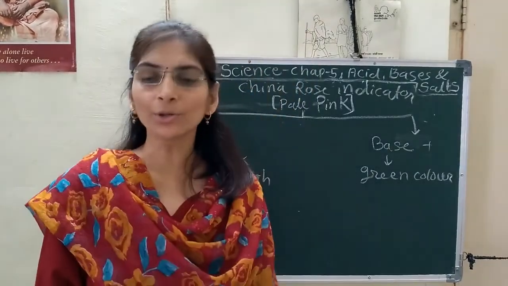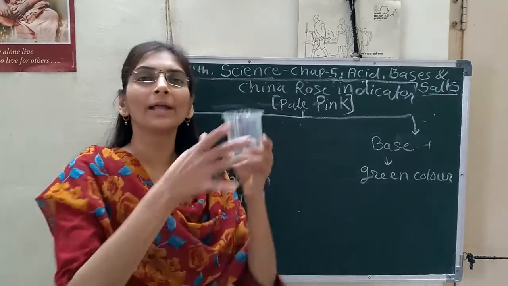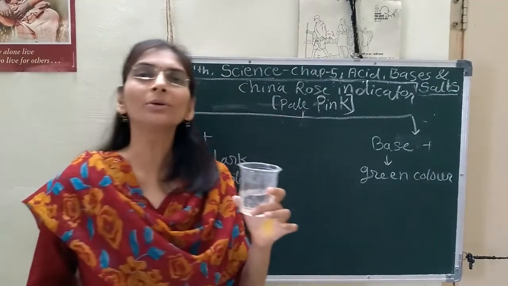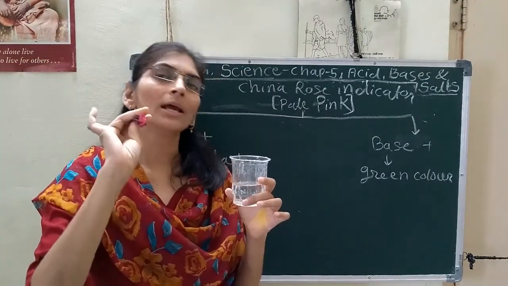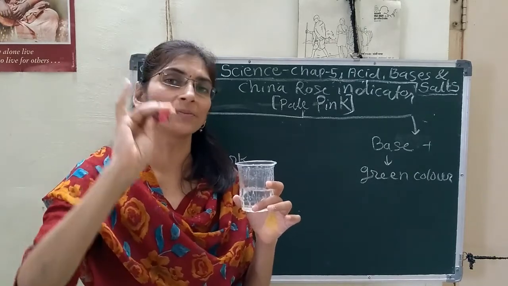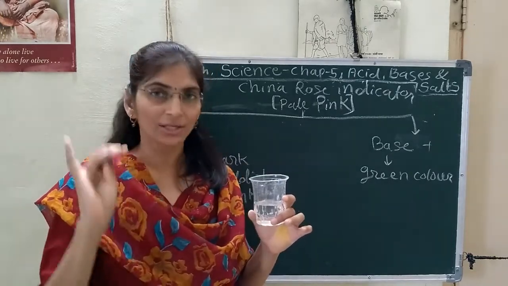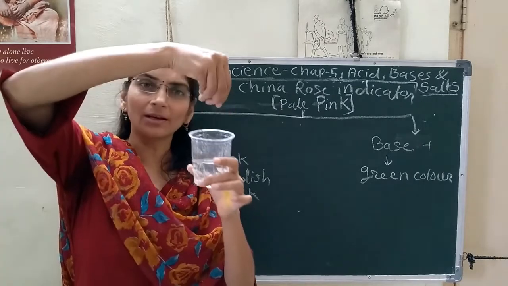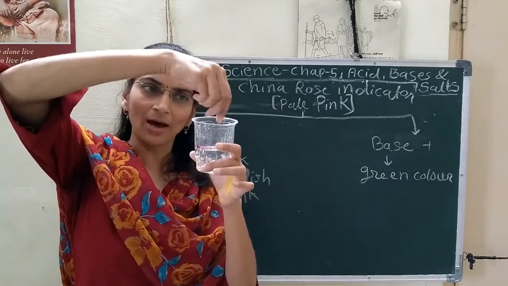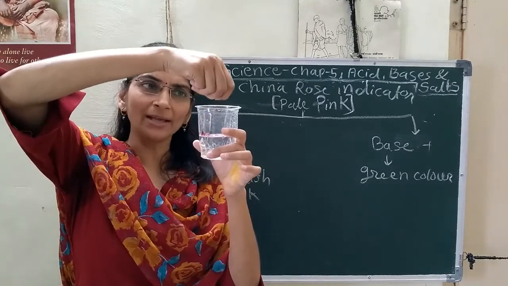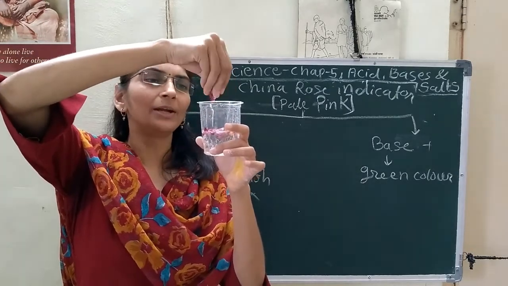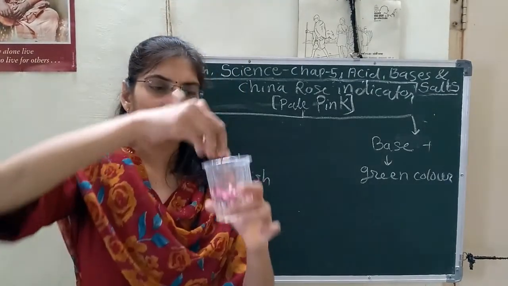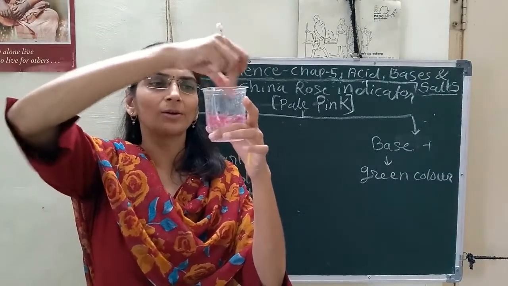So for that, what we have to do? We have to take distilled water in a glass container, and then we have to take the flowers of China rose. If you do not have China rose, I am taking a rose flower here instead, because I do not have China rose. The procedure will be the same. Crush that flower and add this flower into distilled water, and stir it very well.